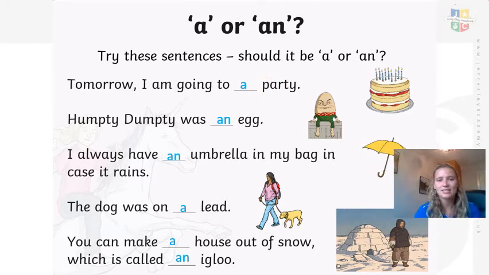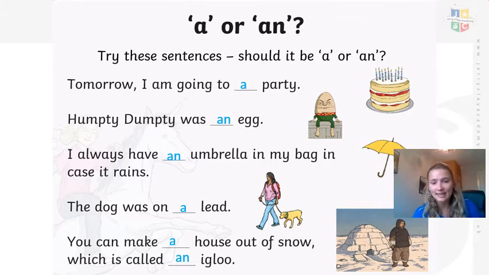Okay, so let's have a look. Tomorrow I'm going to a party. Humpty Dumpty was an egg. Remember, because egg starts with a vowel, it has to be an. I always have an umbrella in my bag in case it rains. So remember, umbrella starts with a vowel, so it will be an.